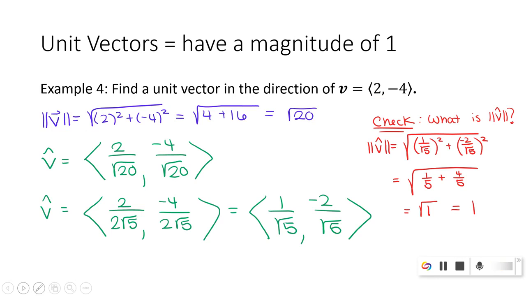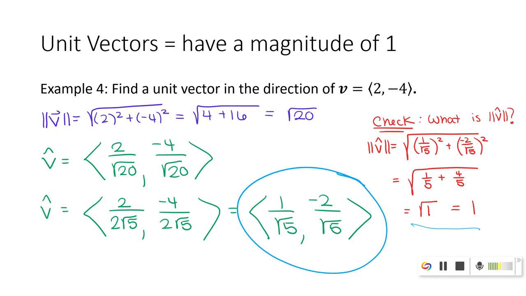We can check and verify that this unit vector has a magnitude of 1. If you take the horizontal component squared plus the vertical component squared and square root it, you should get 1, and in fact you do. 1 divided by root 5 squared is 1/5. Negative 2 divided by root 5 squared is 4/5. Add those together, you get 1. Square root of 1 is 1. So this indeed does have a magnitude of 1.